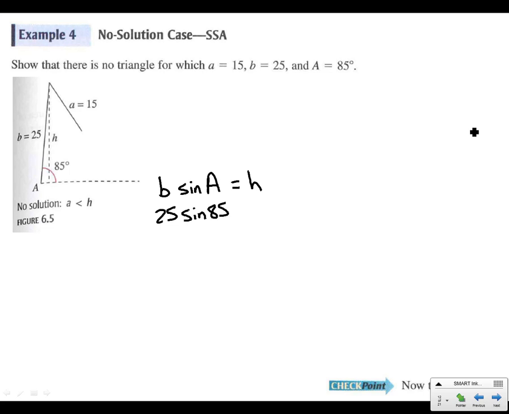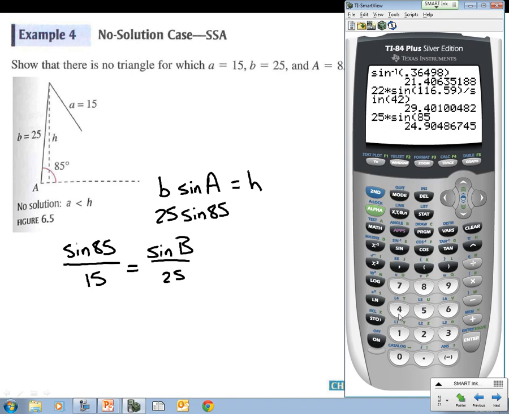Let's do our law of sines here. We know that sine of 85, that's angle A, over 15 equals sine of B, don't know that angle, over 25. All right, and so let's go ahead and plug that in. We've got sine of 85 times 25 divided by 15.